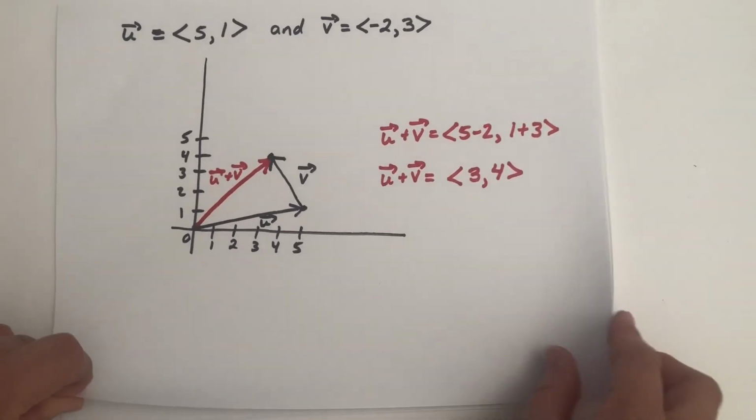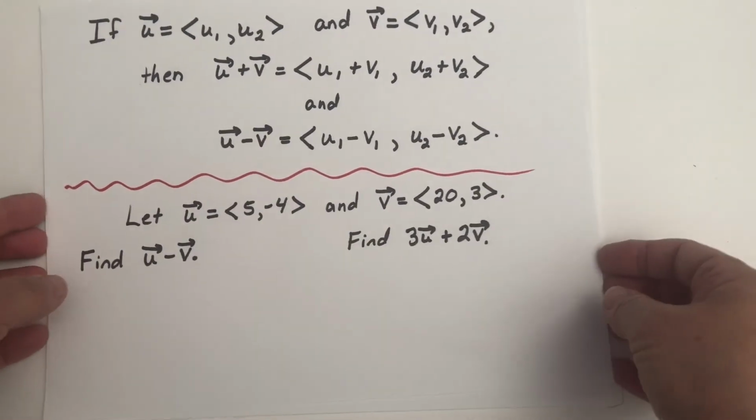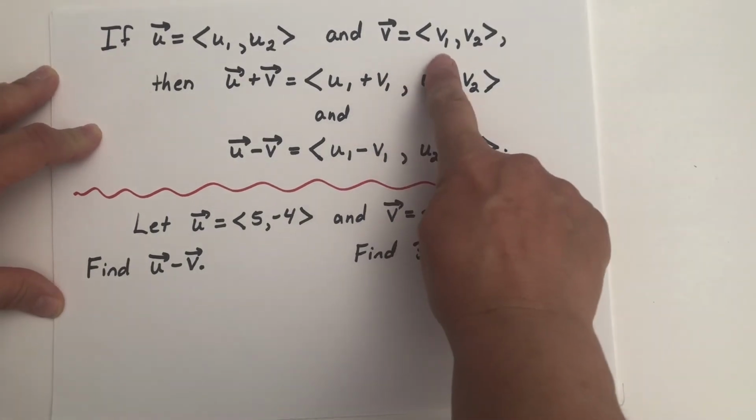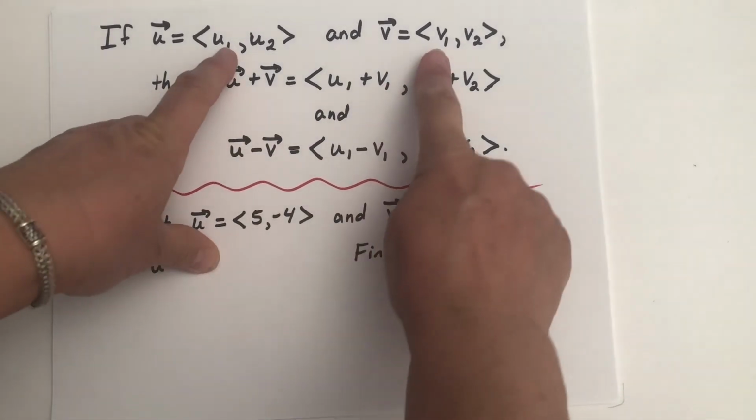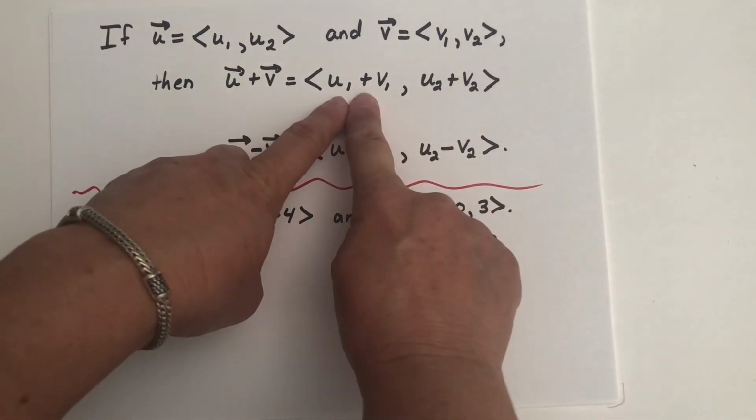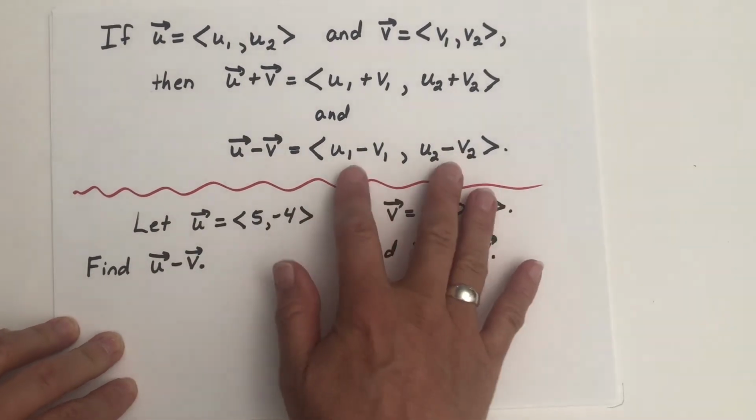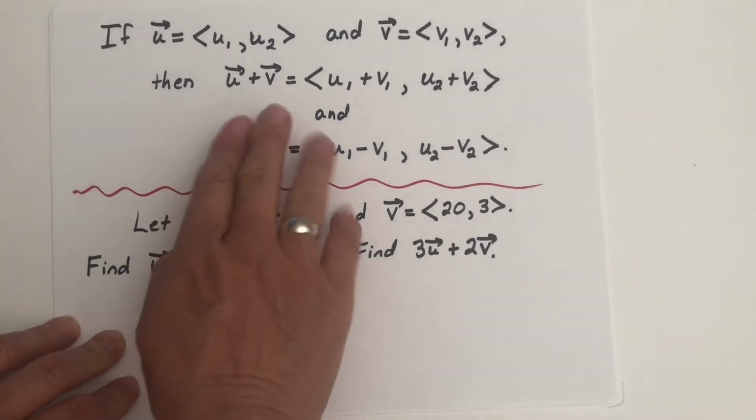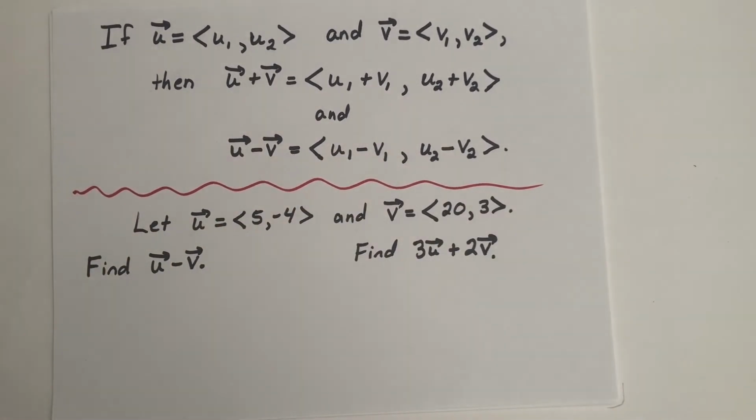So let's state it officially right here. If u has the components u1 and u2, and v has the components v1 and v2, when you add the vectors, you add their corresponding components together, and then I tossed this in as well. When you subtract vectors, it turns out you subtract their corresponding components.